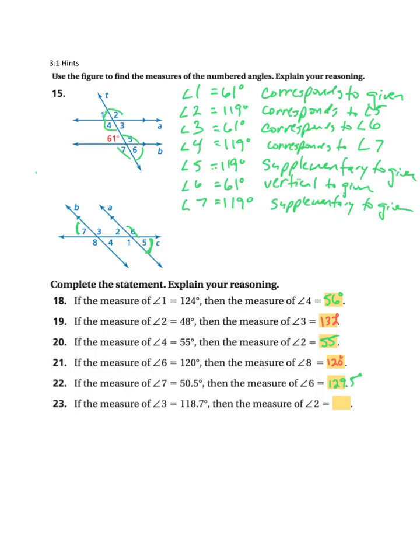And then the last one, we have the measure of angle 3 is 118.7. So one way we could find the measure of angle 2 is to recognize that 3 and 1 are alternate interior angles, and 1 and 2 are supplementary, so therefore we have 61.3 degrees.